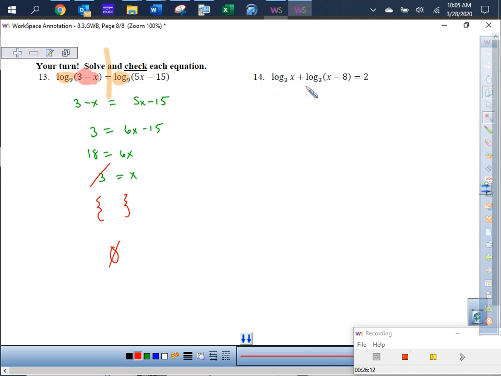Talk yourself through it. Does every term have a log with it? If so, condense and drop the logs. If not, condense and rewrite exponentially. So give it a shot. Let's see what happens.